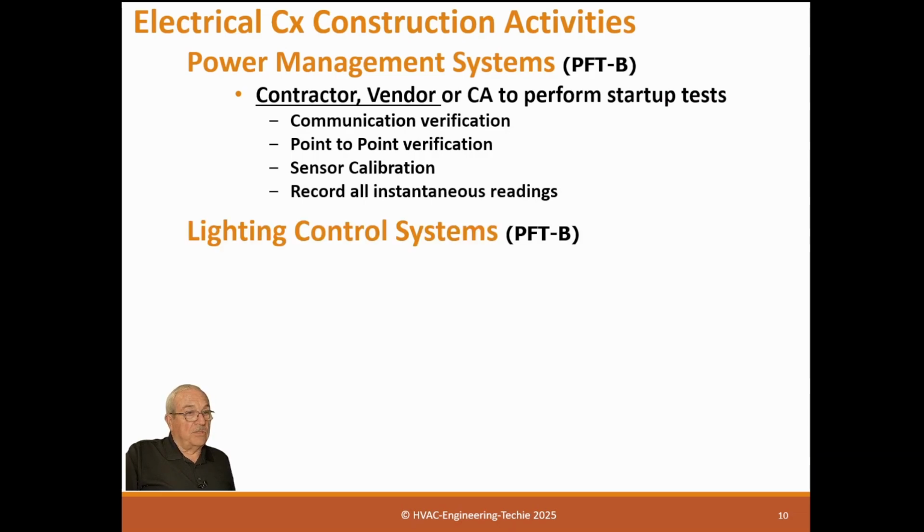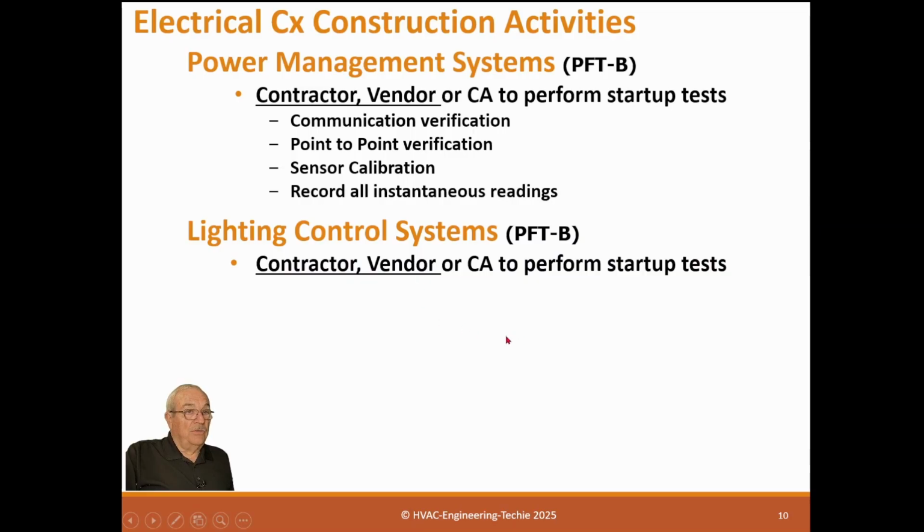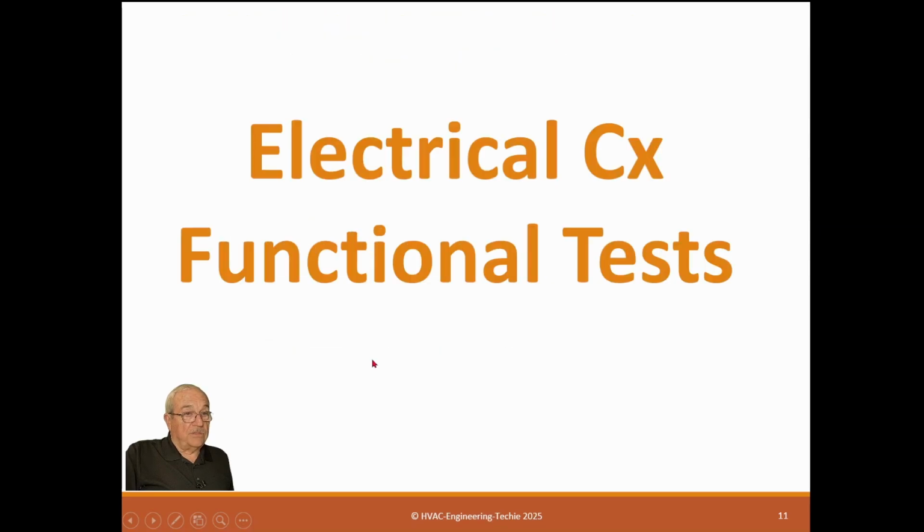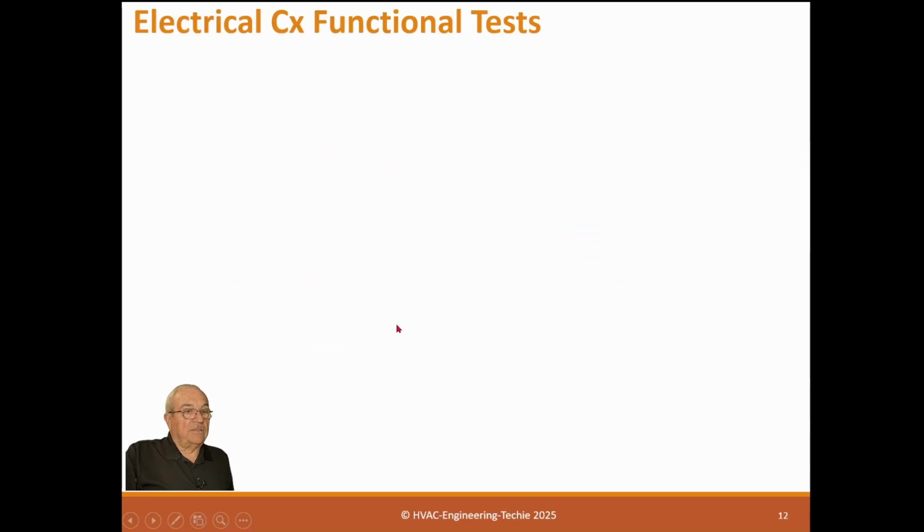Lighting control system, the same thing. This is just a normal control system for lighting. And you do the same thing. The contractor, vendor, or you can do this. Communication verification, point-to-point verification, sensor calibration and testing. You gotta test these lighting sensors if it's got lighting amount sensors, level sensors. Okay, now let's talk about electrical functional tests.